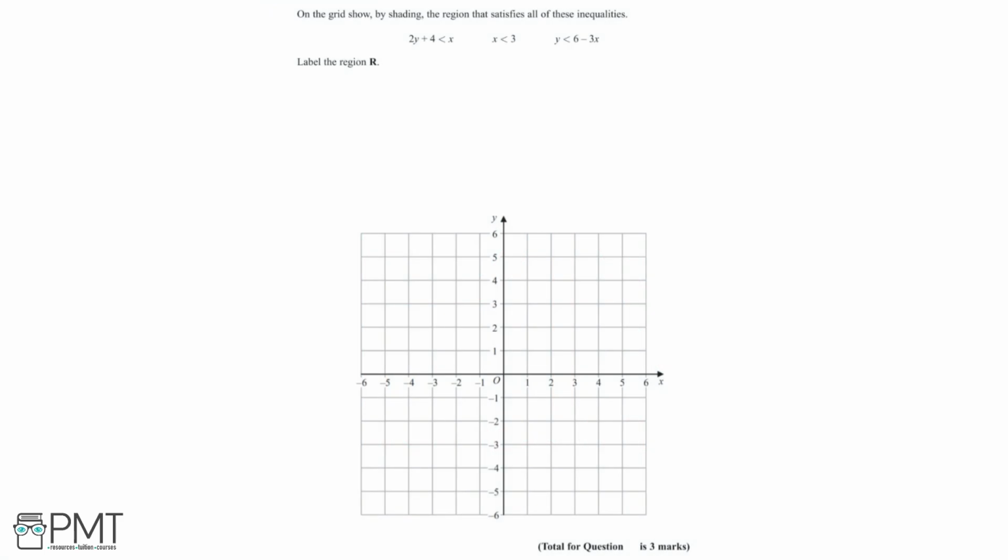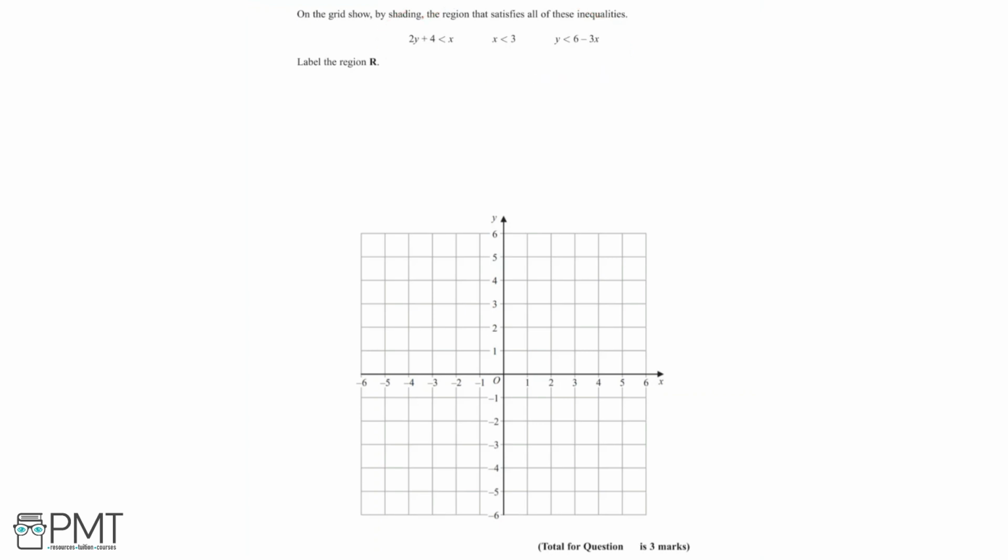In this question, we need to show on the grid, by shading, the region that satisfies all of these inequalities. We have 2y plus 4 is less than x, x is less than 3, and y is less than 6 minus 3x. And we need to label the shaded region the letter R. Now in order to shade these regions, we need to draw these three lines.